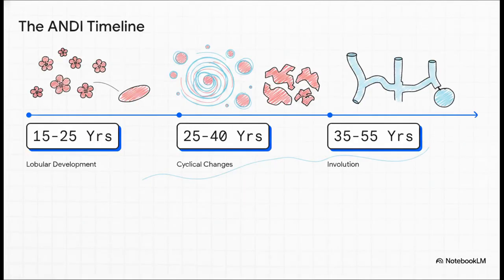Think of the breast as a totally dynamic structure. Its pathology perfectly maps to its biological age across a patient's entire lifespan. So from 15 to 25 years, the breast is undergoing lobular development. Aberrations here give us conditions like fibroadenomas. Then, from 25 to 40 years, normal cyclical hormonal changes take over, and aberrations can cause exaggerated pain and nodularity. Finally, from 35 to 55 years, the breast tissue undergoes involution, and as things shrink down, kinking of the ducts can actually lead to cyst formation. It's a surprisingly beautiful, logical progression when you look at it this way.